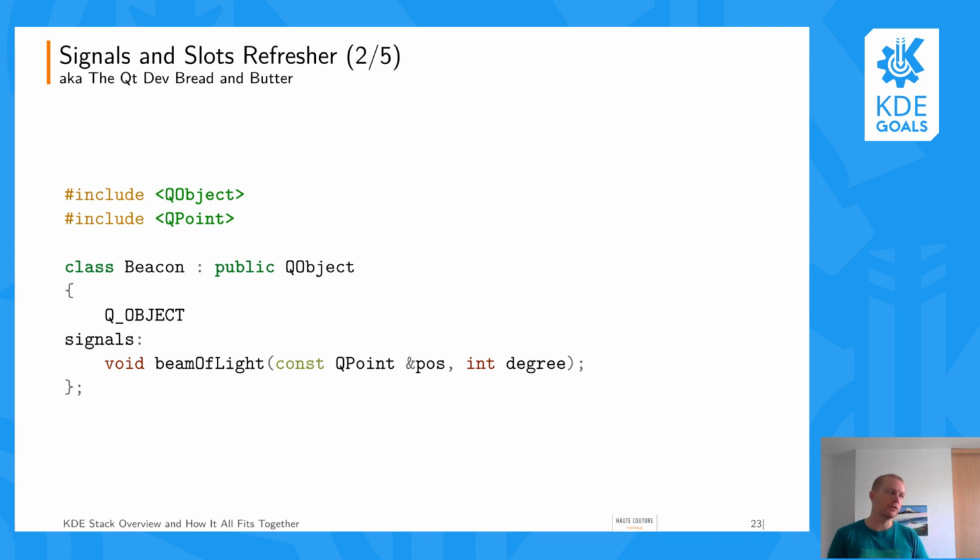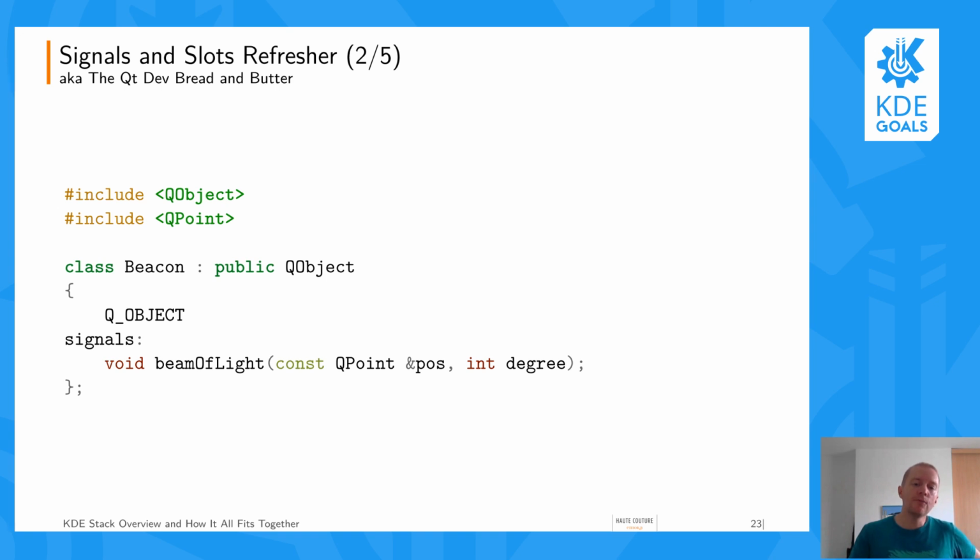So let's imagine we're doing some kind of seashore simulation. We would have beacons, lighthouses, something like that, and then boats. So I could have a class, which I call Beacon, which inherits from QObject, because to get the signals and slots features, I'm simplifying a bit here, but to get that feature, you need to inherit from QObject. There's a macro which hides some of the magic behind that.